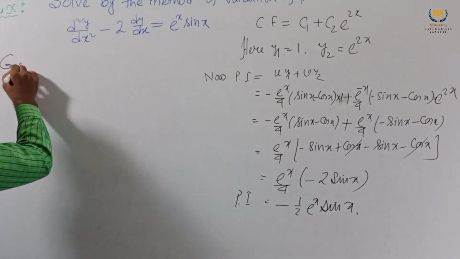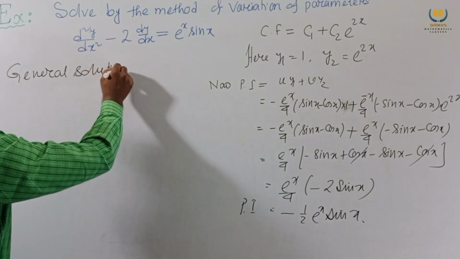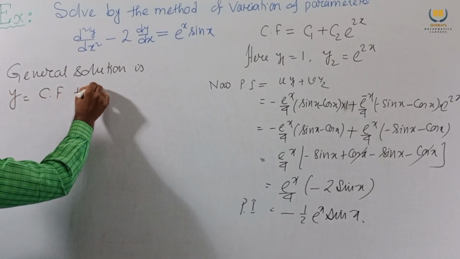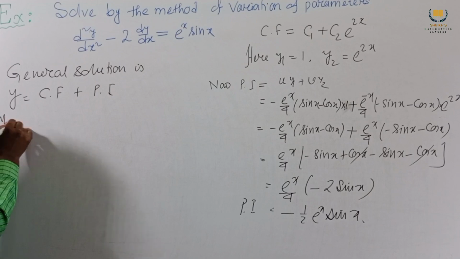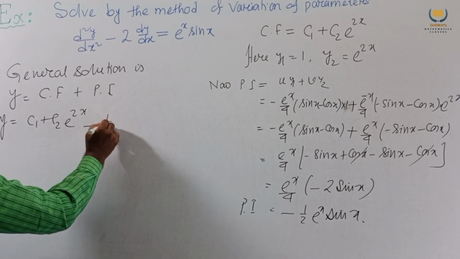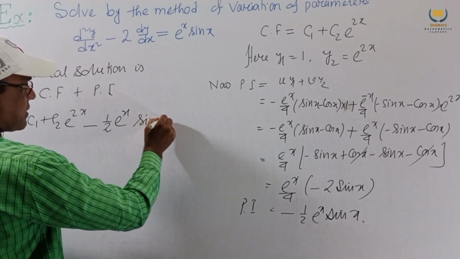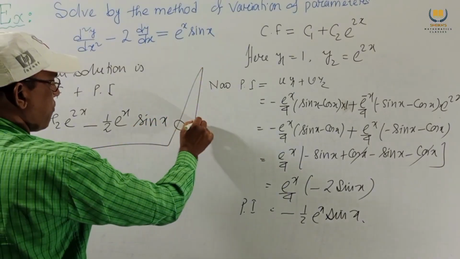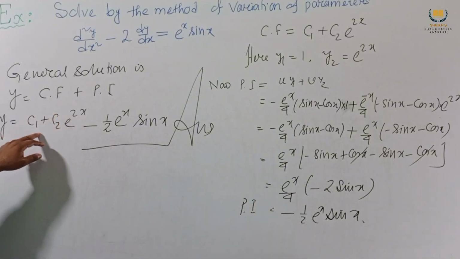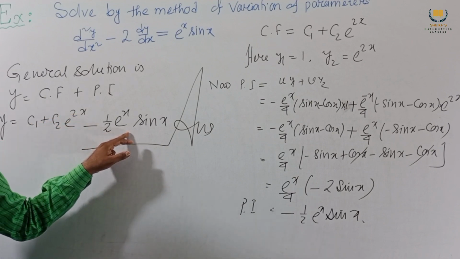Therefore, the general solution is y equals CF plus PI. CF means C1 plus C2 e to the power 2x, and PI means minus 1 by 2 e to the power x sin x, and this is our final answer. So the answer is y equals C1 plus C2 e to the power 2x minus 1 by 2 e to the power x sin x. This is the final answer.